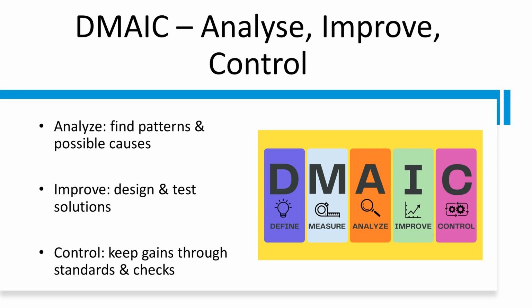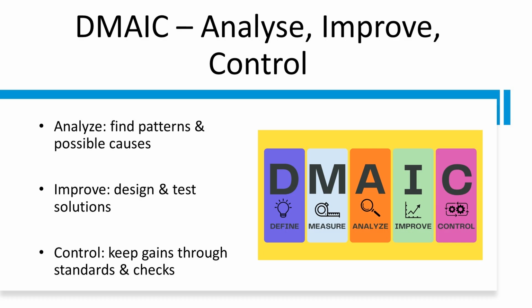This could mean changing a method, adjusting a machine setting, improving training, changing material specifications, or clarifying an instruction. We pilot the improvements, just like in PDCA's do and check phases. 4. Control. Finally, we put controls in place to maintain the improvement. This may involve updated SOPs, revised inspection steps, new checklists, training refreshers, or control charts to monitor future performance. The goal is to prevent the problem from returning.